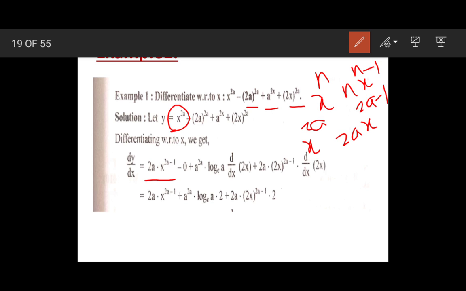Okay, this step. Then 2a raised to 2a. This is nothing but a constant term. Why constant term? Because there is no variable. So 2a raised to 2a is constant and derivative of constant is 0. Okay. Then next is a raised to 2x.